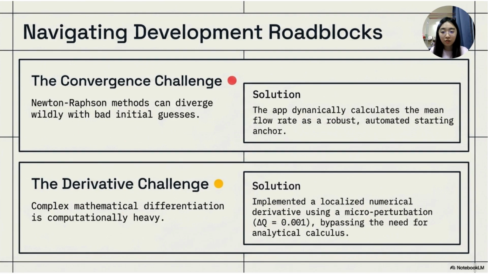The second challenge involved calculating the derivative required by the Newton-Raphson method. Deriving the mathematical expression analytically would make the algorithm more complicated. Therefore, we implemented a numerical derivative using a very small perturbation, delta Q equals 0.001. This approach simplified the implementation while maintaining sufficient accuracy for engineering applications.